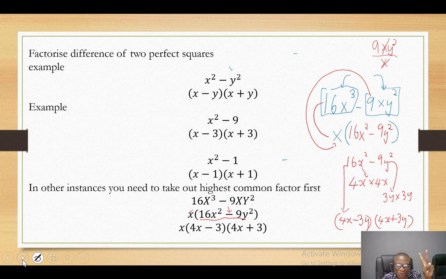So I applied two mathematical skills of factorizing. When I factorized the first time, I took out the common factor. Then I went further to factorize the difference of two squares. So you will meet something like this more often in your maths exam, whereby you take out the common factor first. Then you realize that, oh, I'm not done. I can continue factorizing the difference of two squares.